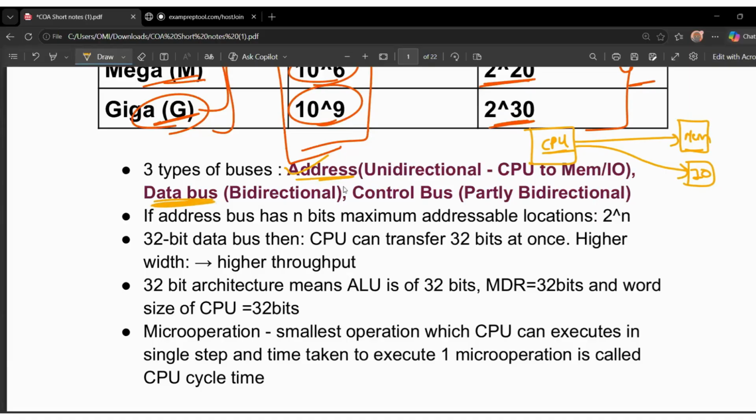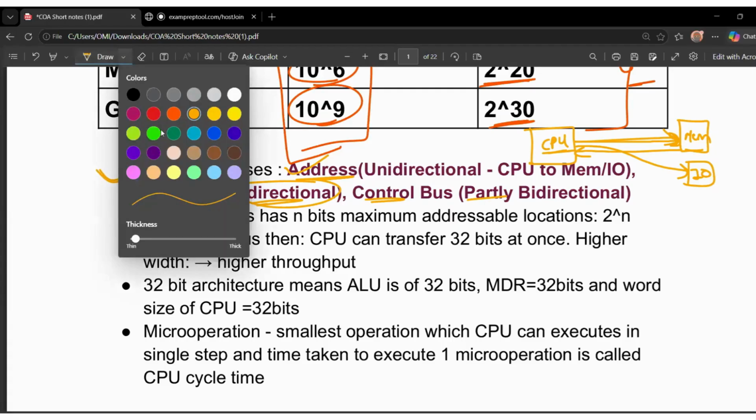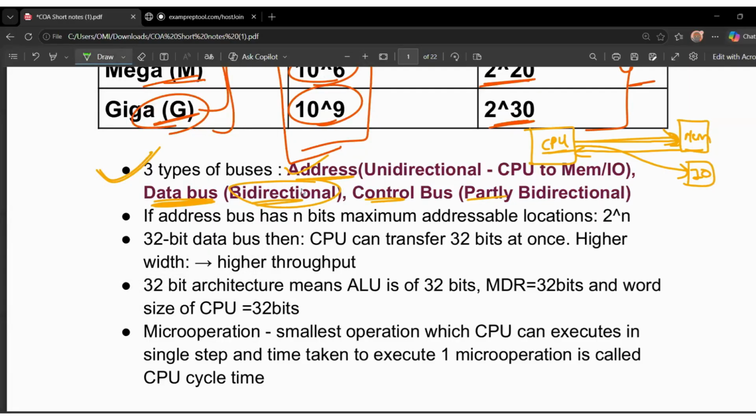We have another bus, which is the data bus, that is bidirectional. Bidirectional means in both ways, like from CPU to memory and memory to CPU, we can transfer the data. And we have another bus, which is the control bus. It is partly bidirectional, which means it is also bidirectional, but each individual line is unidirectional. So in the system, we have three types of buses: address bus, data bus, and control bus.